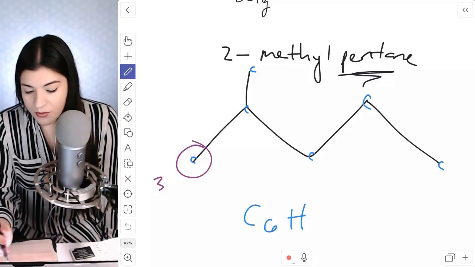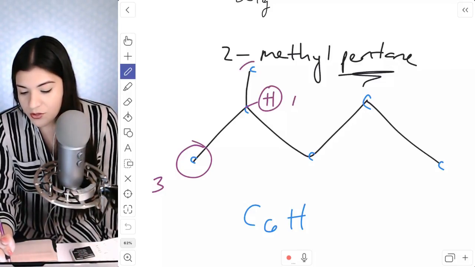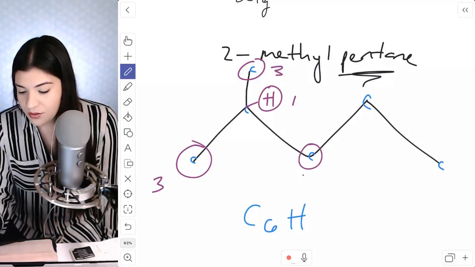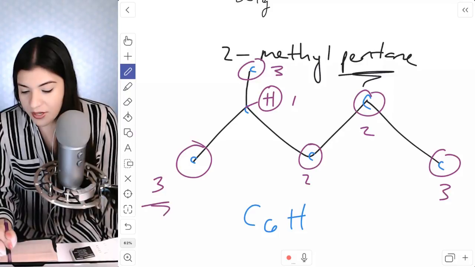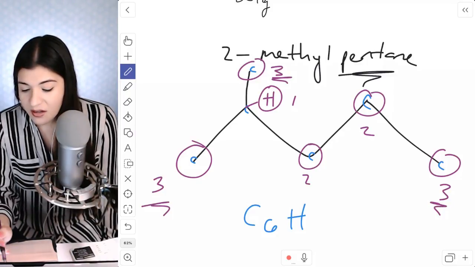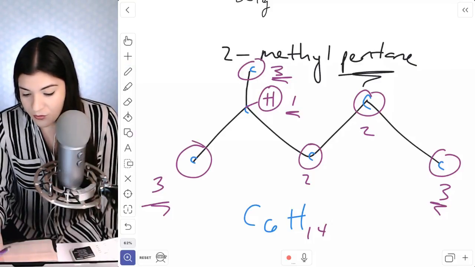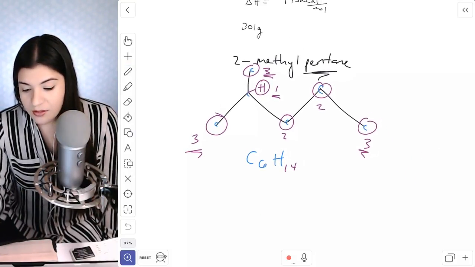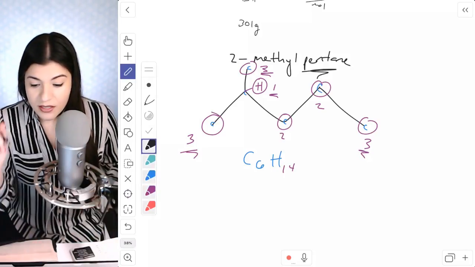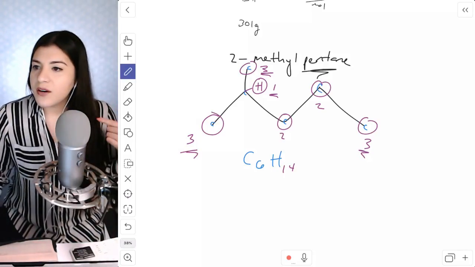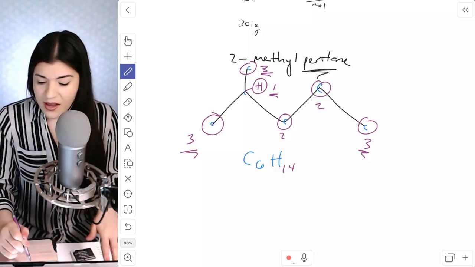So on this end, there would have been 3. Here, there would have been just 1. And then here, we also would have had 3, 2, 2, and 3. So we'll add all those together. So 3, 3, and 3 would give us 9. That would give us 10. In total, we would get 14. Okay, so far, that's what 2-methylpentane would look like. And then I'm going to figure out what the molar mass is to convert that to moles, and then later get the entire energy. All right, so let's figure out the molar mass.